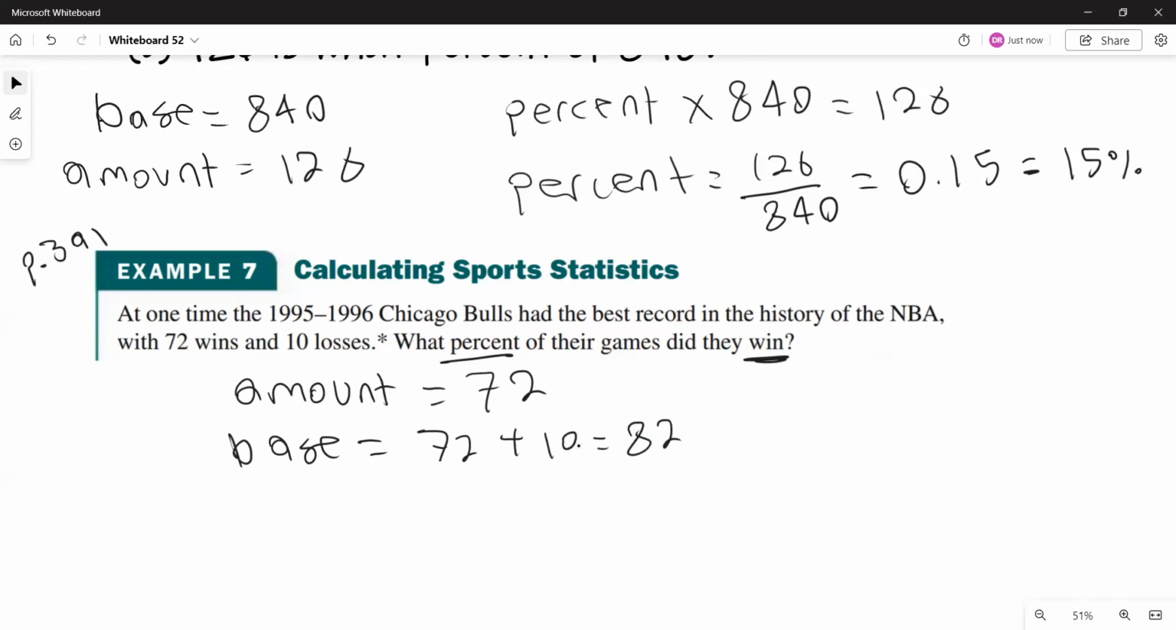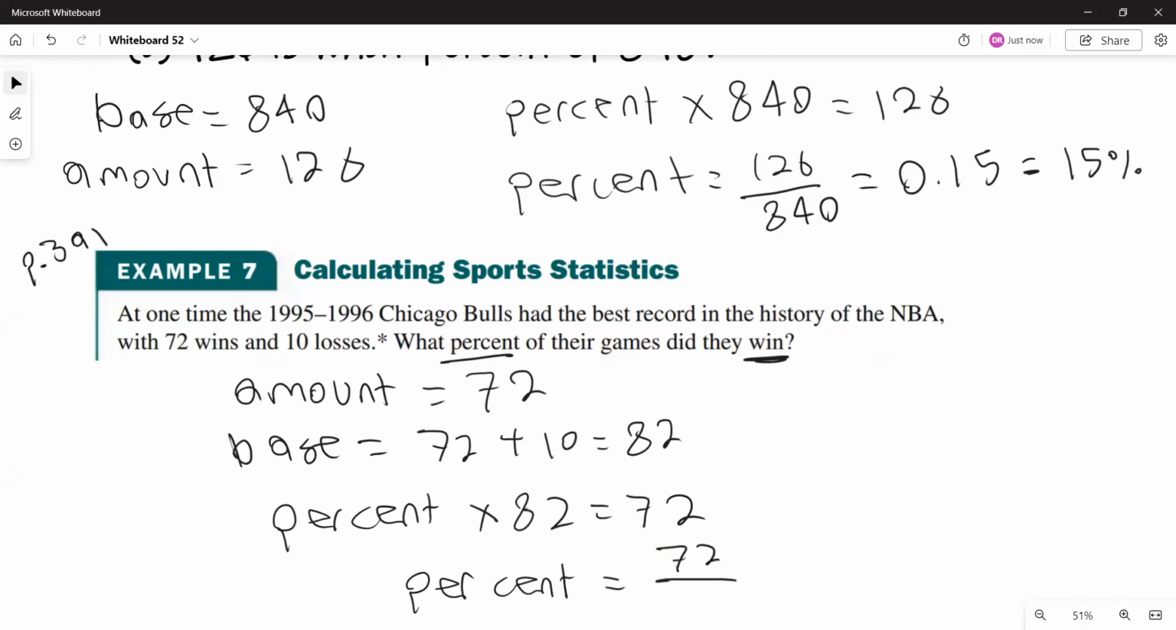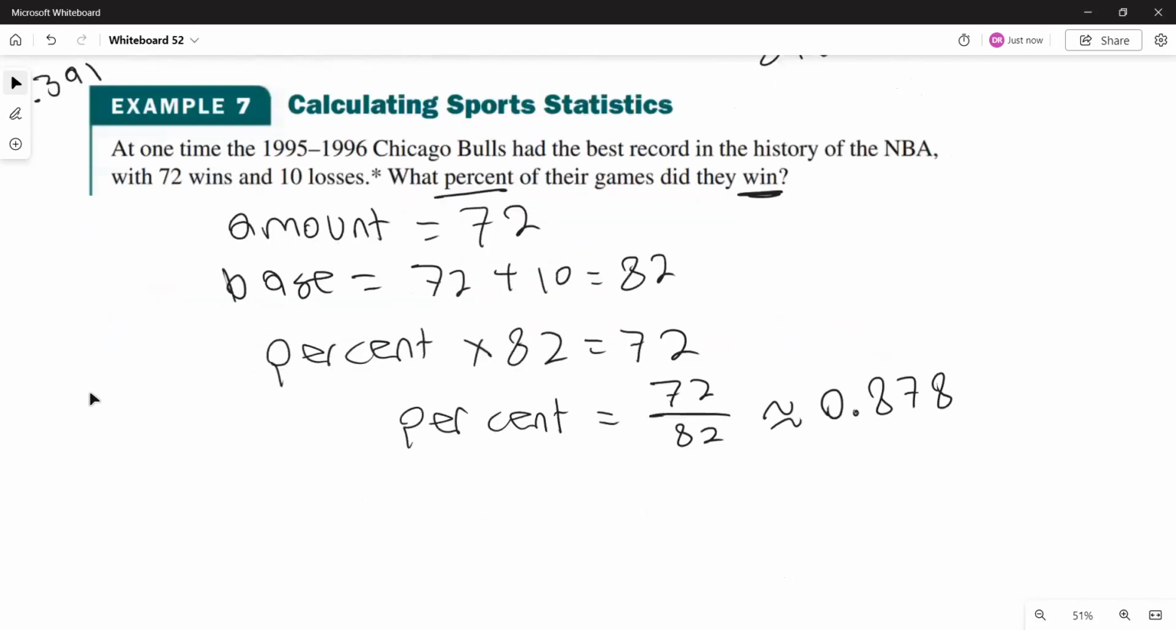We're trying to find what percent of 82 is 72. So 72 over 82 is approximately 87.8%. So that's about 87.8%.